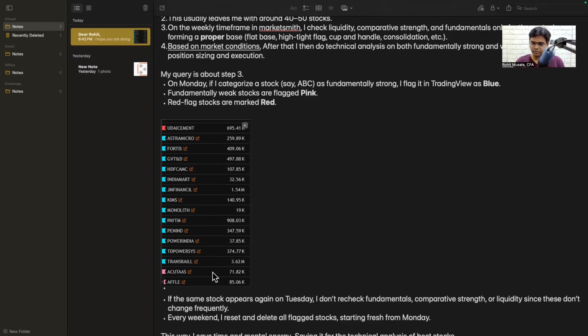Instead of doing this, instead of moving stocks from MarketSmith to TradingView, the best way is to do the filtering and analysis on a daily basis. Like open all the daily charts, open all the weekly charts. Do this daily. Okay, that's the best method I have found.